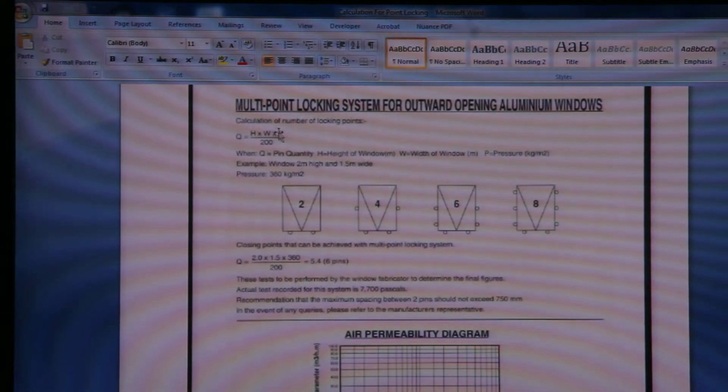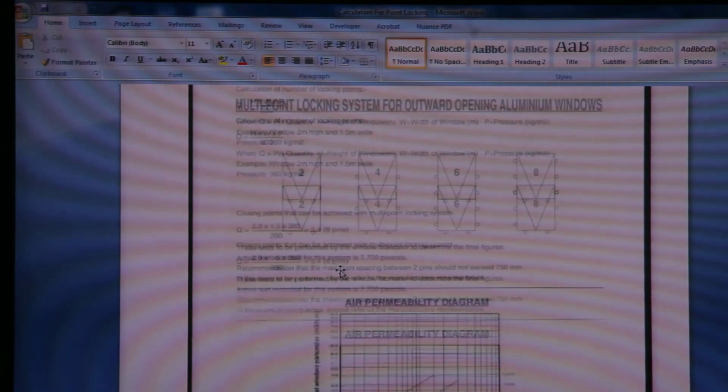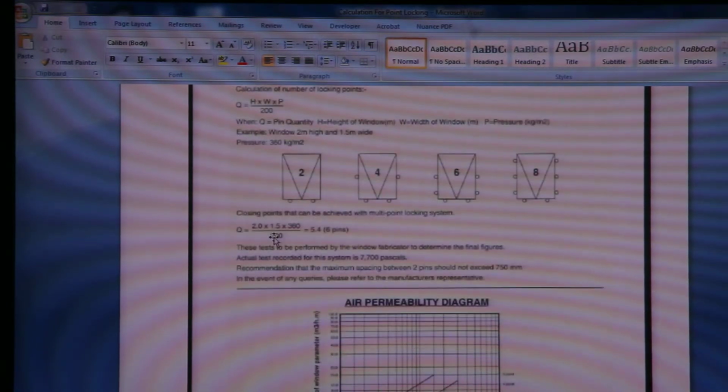So here is the formula: Q = H × W × P / 200. Let's see one example. Let us assume that the window height is 2 meters, the width is 1.5 meters, and the pressure is 360 kg per square meter, or you can say 3 kPa. The points coming from this answer are 6-point locking.